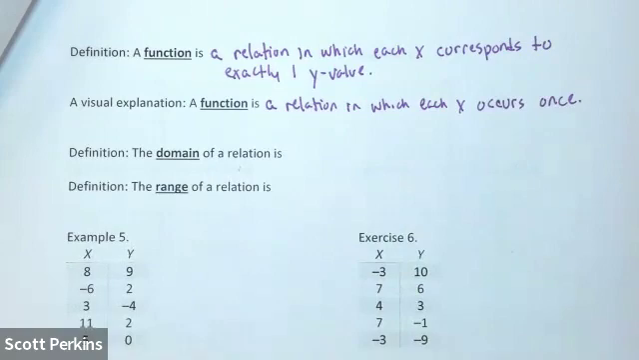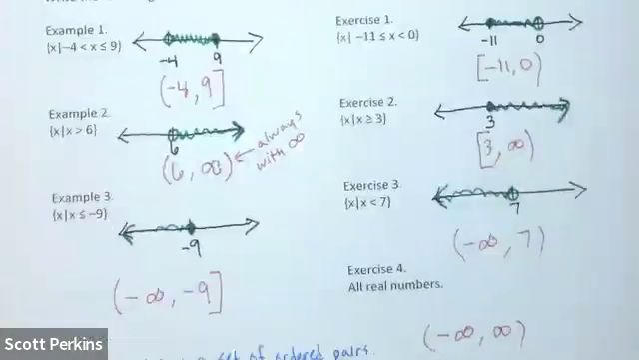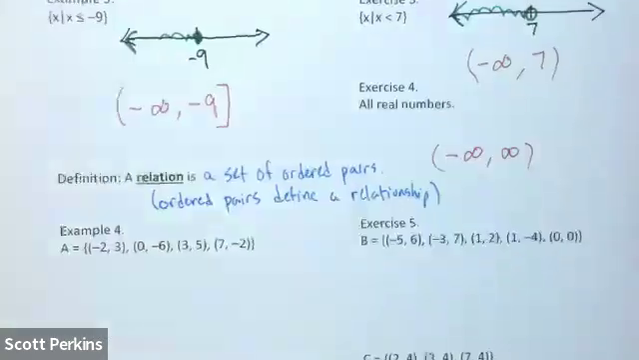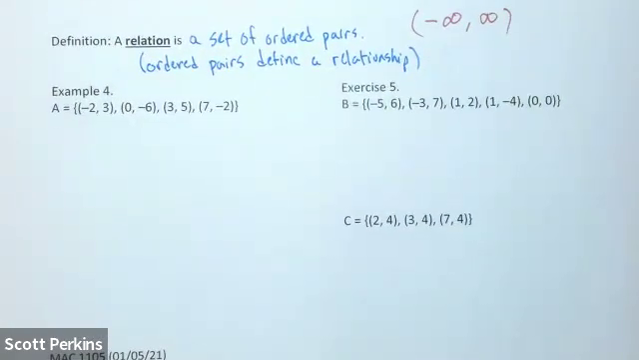So let's go back to the front page. We're going to look at the three relations there. I would like you to take a moment for those three sets of ordered pairs and write down underneath each of them if it's a function or not a function. That is what you're answering for me. Does each x occur once? Does each x value relate to exactly one y value?